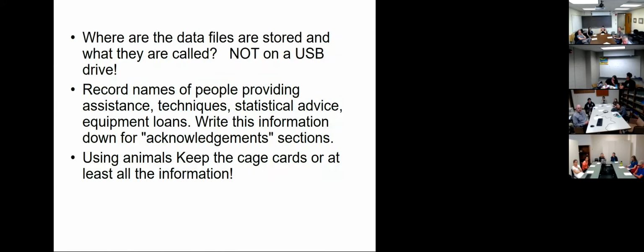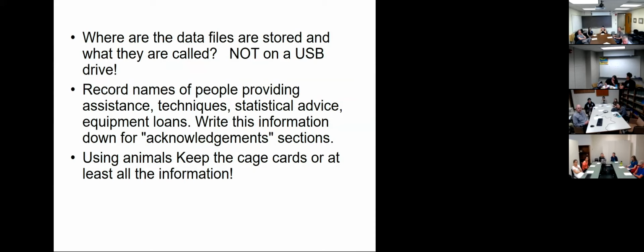Finally, you're getting through with the experiment. You've collected some data. Where are you storing that data? Write that file name down and write down where that file is. Is it on the computer with the plate reader, or is it on your laptop? Is it on the desktop in the lab? Where did you store it?